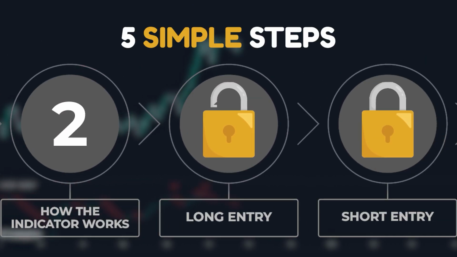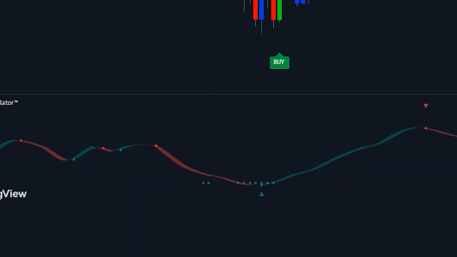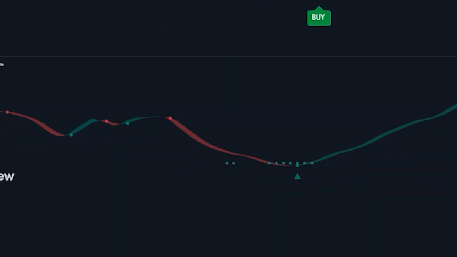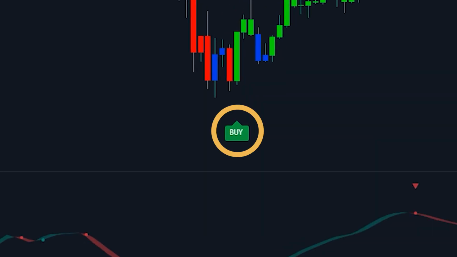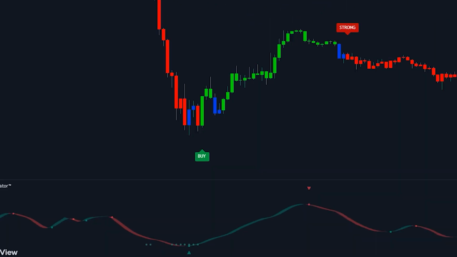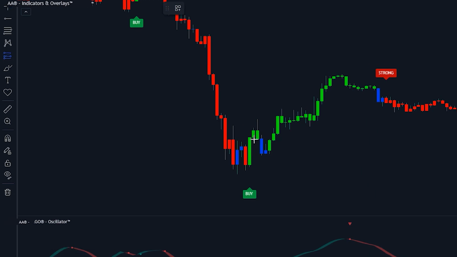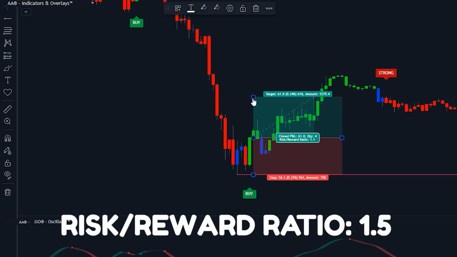Steps for entering a long trade. Look for green pressure points, followed by a reversal signal as the trend momentum turns bullish. When you see a buy signal or strong buy signal, you should enter the trade. You can set your stop loss at the most recent low and aim for a risk-reward ratio of 1.5.